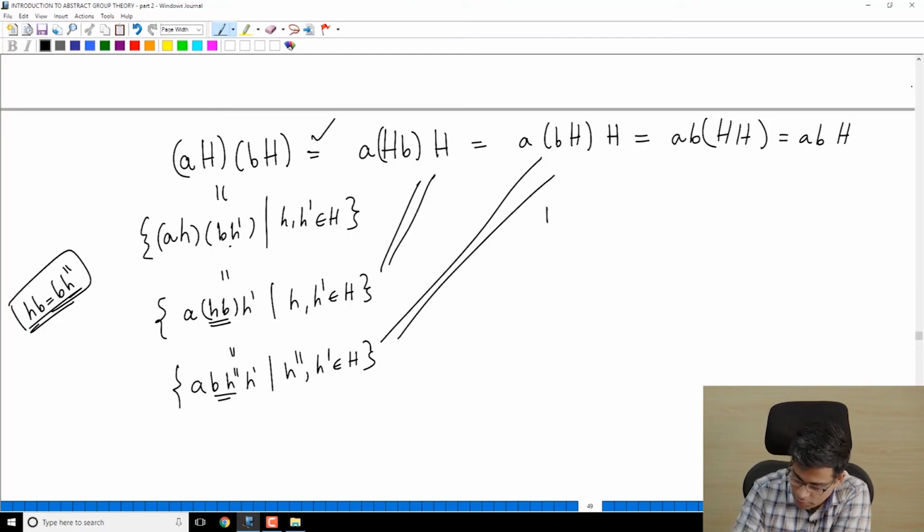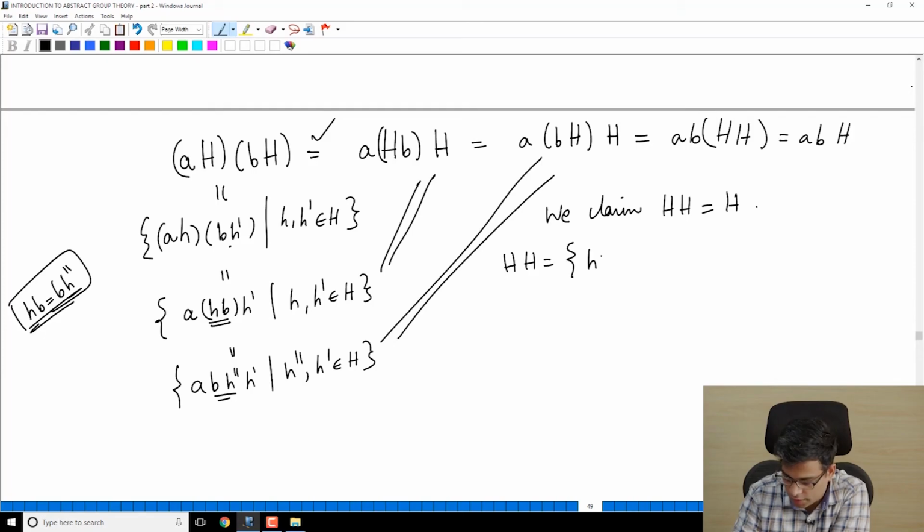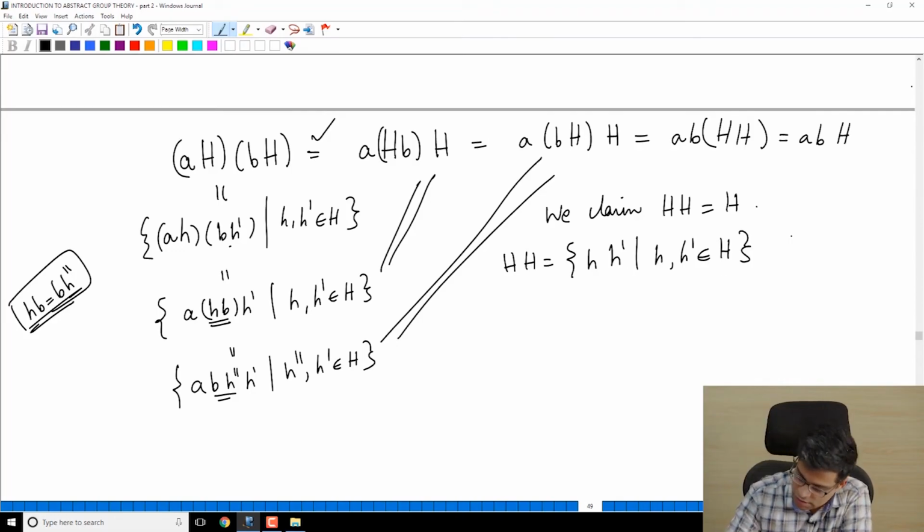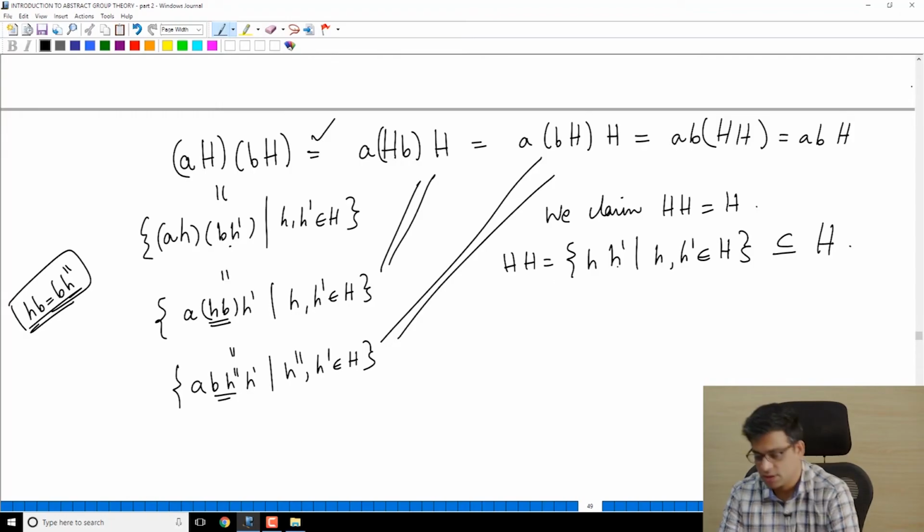So we claim HH equals H. Why? What is HH? It is a product H times H prime. H and H prime are in H, right? So if H and H prime are both in H, then the product H H prime is in H. So this is actually contained in H. HH is contained in H.